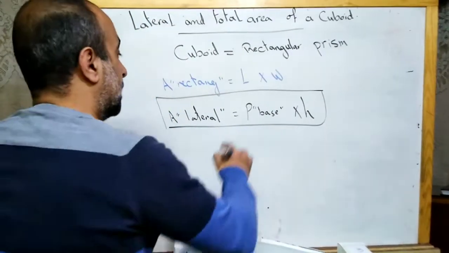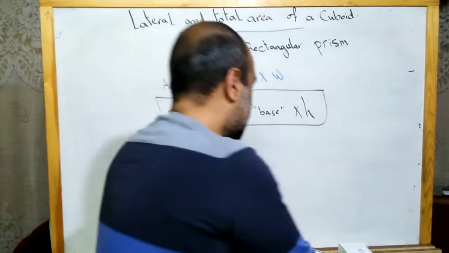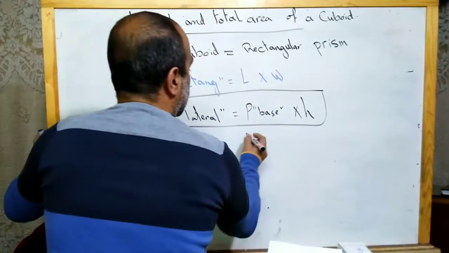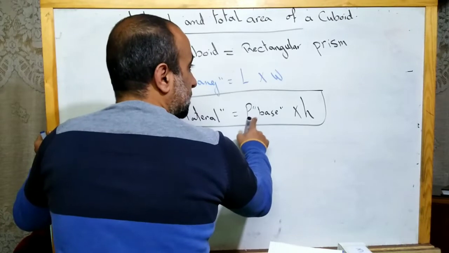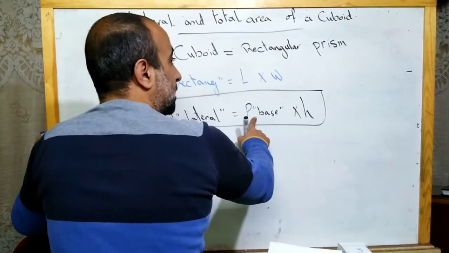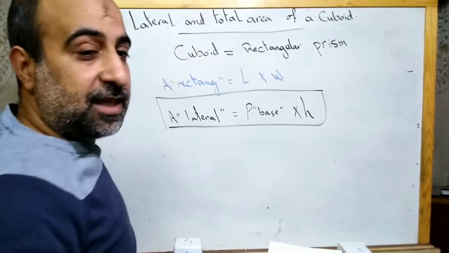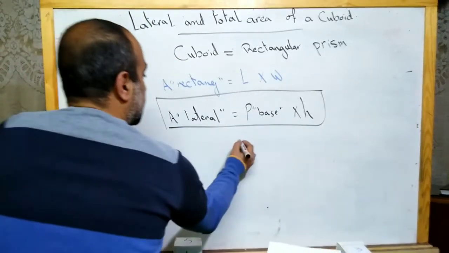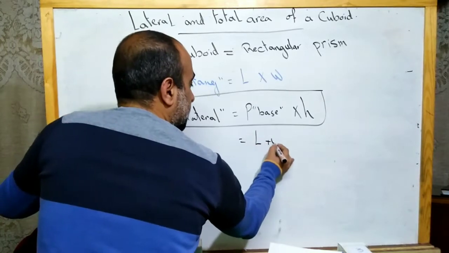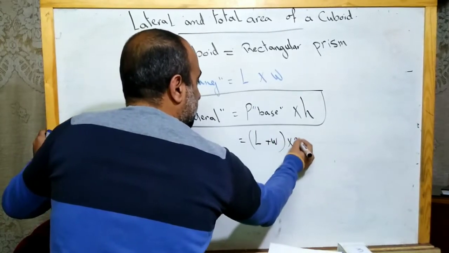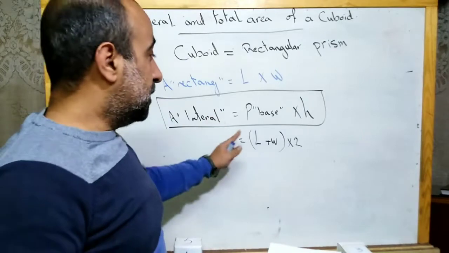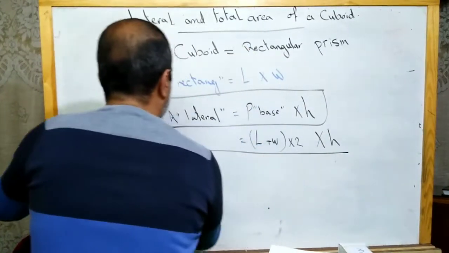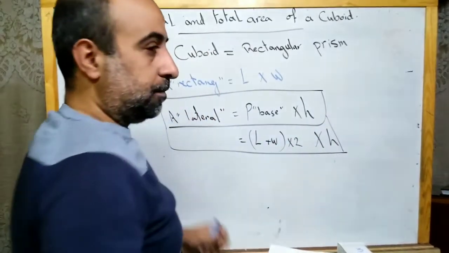Remember, what is the shape of the base? The shape of the base is a rectangle. So I will substitute the perimeter of the base by the rule of the perimeter of the rectangle. What is the rule of the perimeter of the rectangle? Yes, it's length plus width, all multiplied by 2. Don't forget, length plus width all multiplied by 2, also multiplied by the height, and this is another rule.